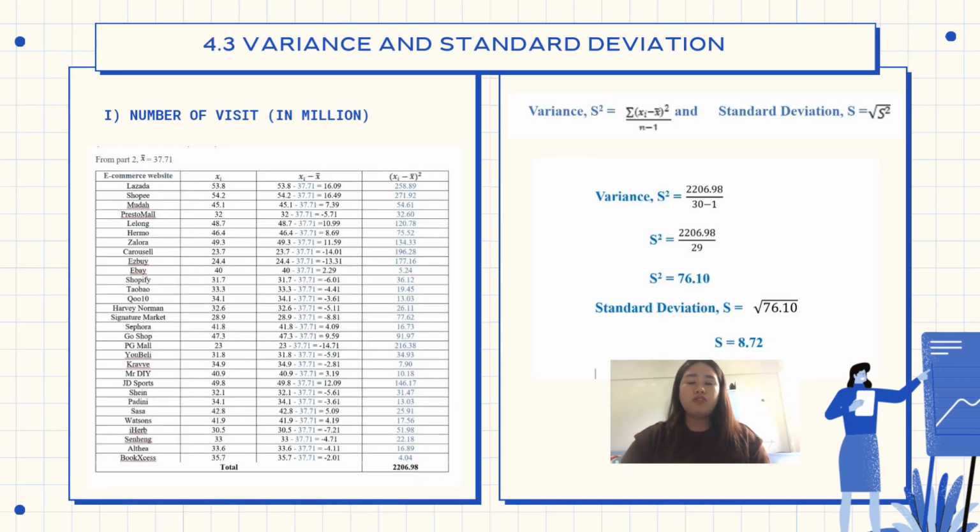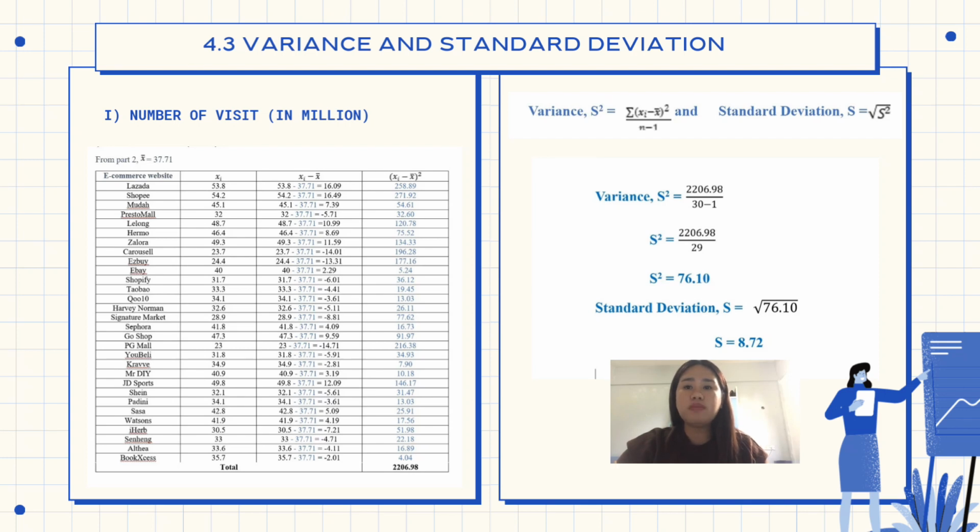So the next slide is variance and standard deviation. To find the total of (x minus x bar) squared, we take the mean from part 2 minus the x values. To find the variance and standard deviation, we can use the formula of variance, which is the sum of (x minus x bar) squared over n minus 1. n refers to the total number of e-commerce websites, while to find the standard deviation, we use the formula of the square root of s squared.